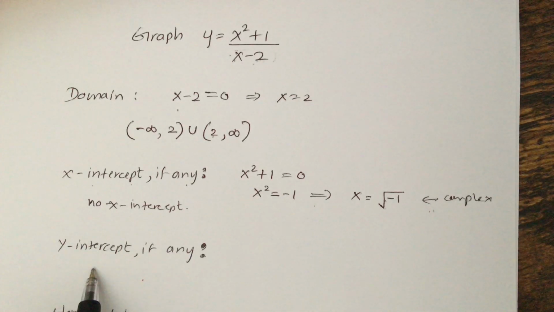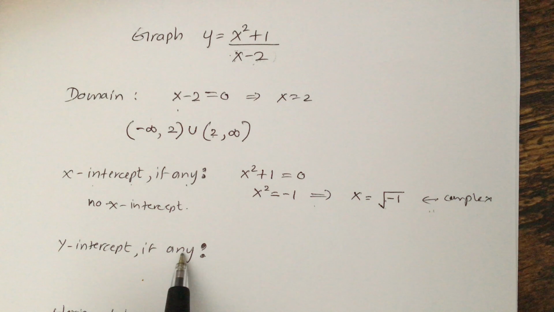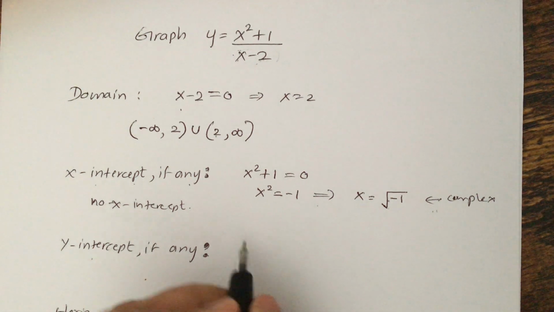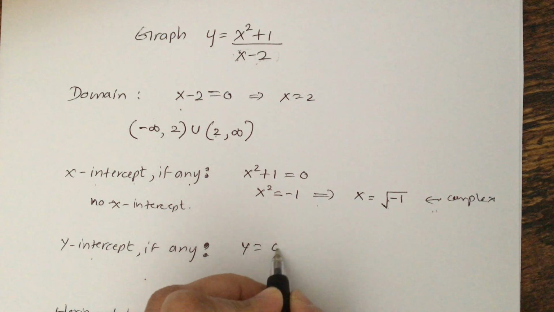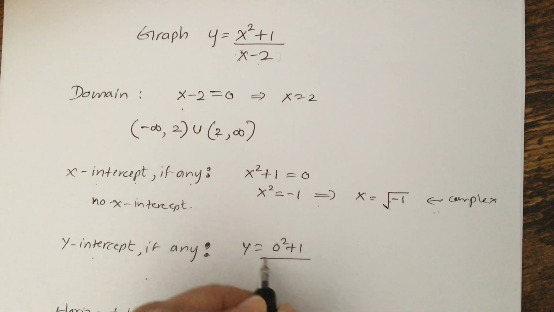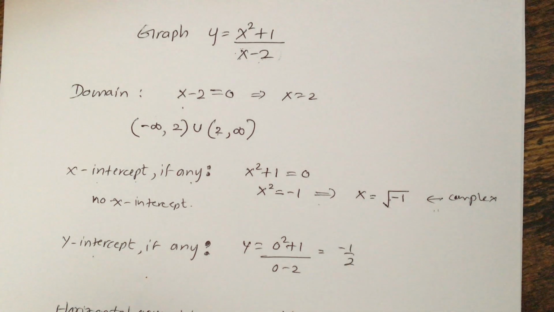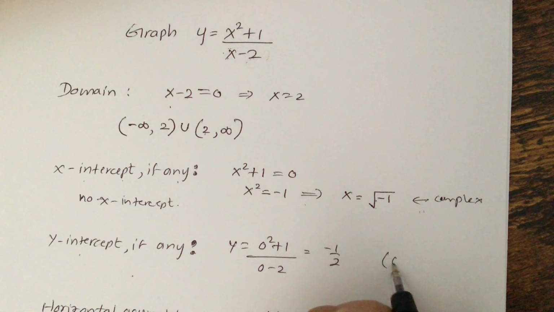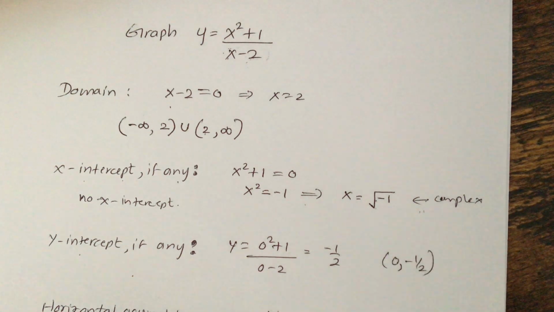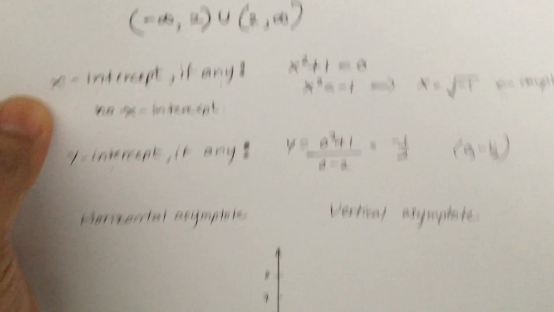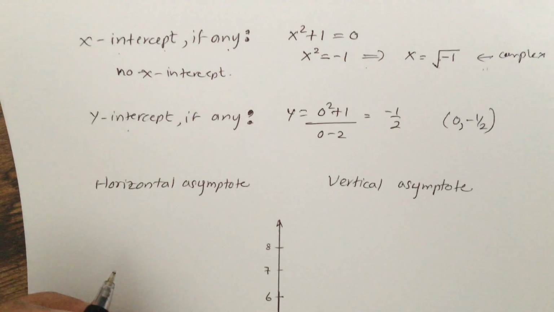And let's find out if there is a y-intercept here, okay? At the y-intercept, you know the x value equals 0. So let's find y when x equals 0. Here you have negative 1 over 2. Okay, so the y-intercept is (0, negative 1/2). Now let's find the horizontal asymptote.